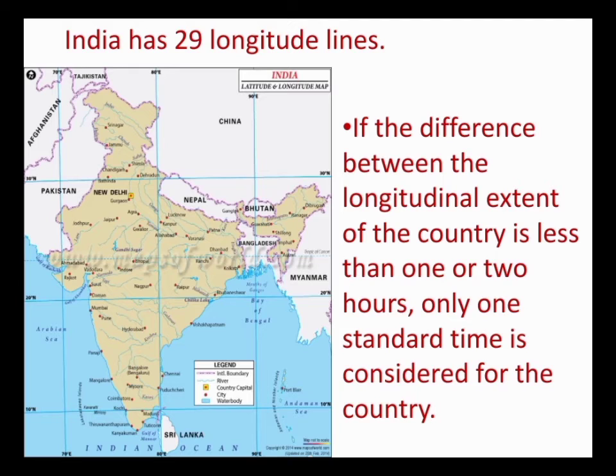That's why it has only one standard time, whereas countries which have more than 40 longitude lines, one standard time won't be enough. They will have 2 or 3 or more than that. For example, Canada has 6 different time zones because there are a total of 89 longitude lines covering Canada. Russia has 11 standard times as the country is large and spread out. Where there are more longitude lines, there is more than one standard time.